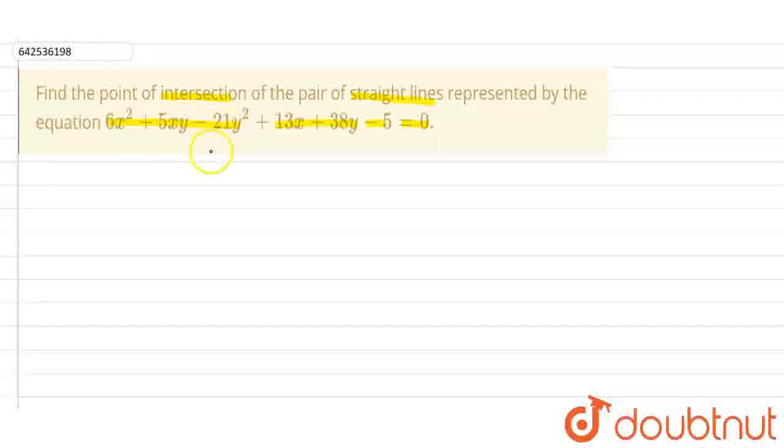So now here we use the concept of partial differentiation. What does partial differentiation say? If I differentiate this given equation with respect to x, then I will consider y as a constant. And if I differentiate this equation with respect to y, then I will consider x as a constant. So let's write that.